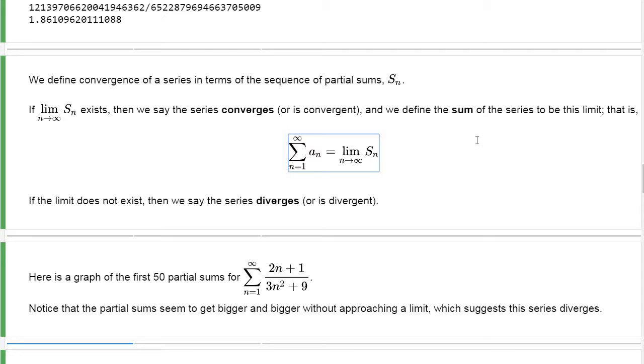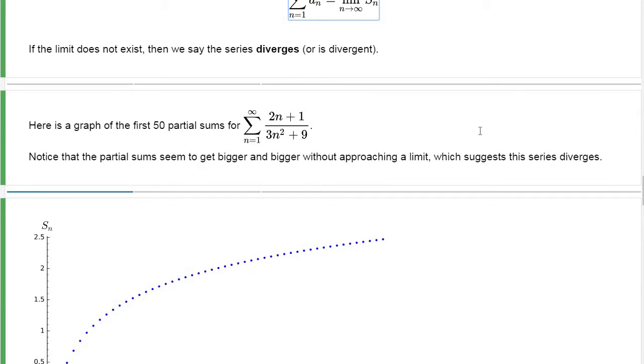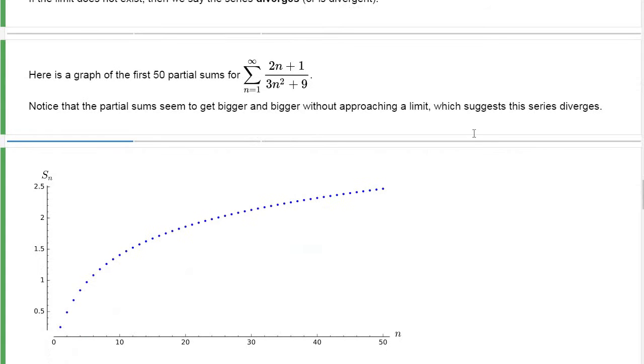Okay, so here's a graph of the first 50 partial sums of this series we were looking at above. Notice here that these partial sums look like they're just getting bigger and bigger as I go. So, this is n, this is S sub n, and it doesn't look like this is approaching any sort of limit, so I might think this series diverges. Of course, this is not a proof. Maybe if I went out there to n is 500 or 5,000 or 5 million, maybe this would flatten out and approach a limit.